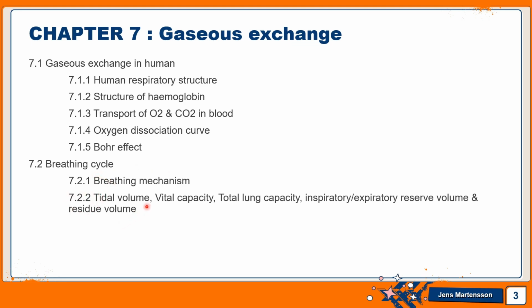The second topic is the calculation topic. You have to know the graph. There is one type of graph about the tidal volume, vital capacity, total lung capacity, inspiratory and expiratory reserve volume, and also residual volume. You have to know the graph, and you have to know the location of these terms. Tidal volume is located on the graph at which position? So you have to know that, and this is the calculation question.